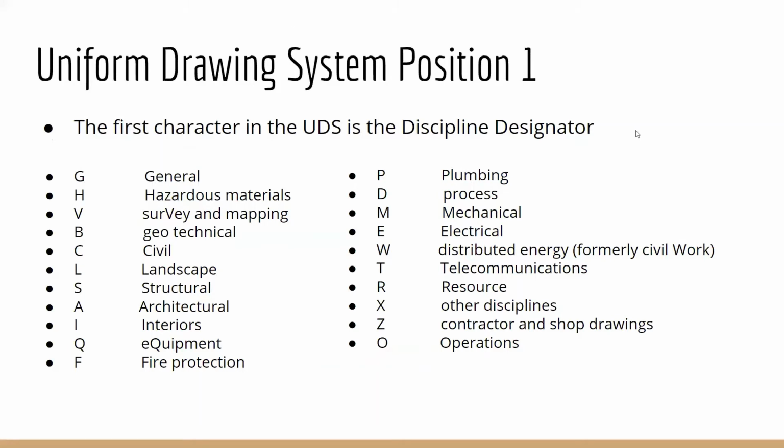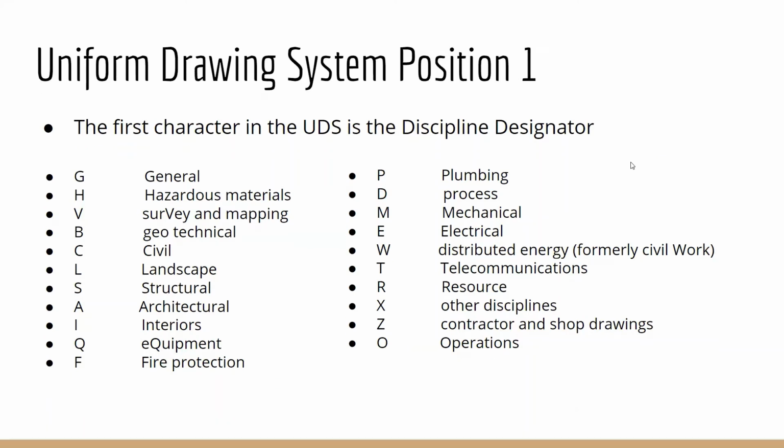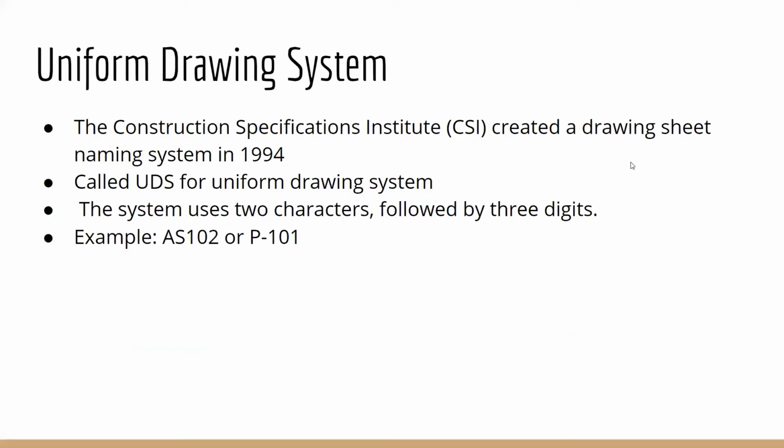The uniform drawing system. The Construction Specifications Institute, or the CSI, created the drawing sheet naming system in 1994. It's called UDS for Uniform Drawing System. The system uses 2 characters followed by 3 digits. 2 examples are seen below: AS102 or P-101.